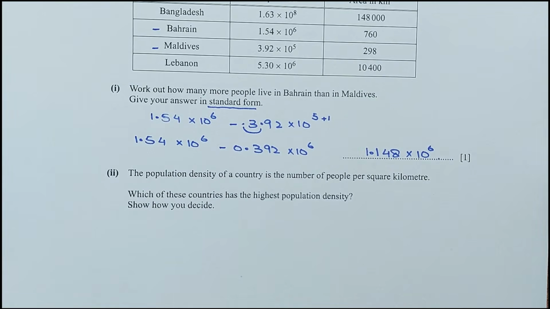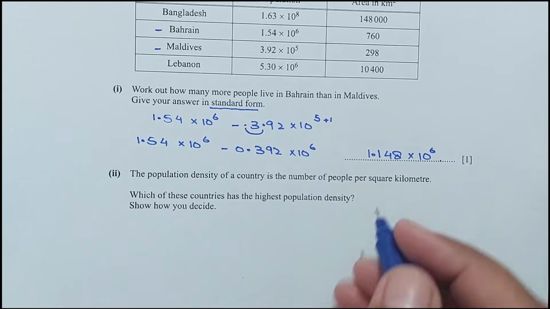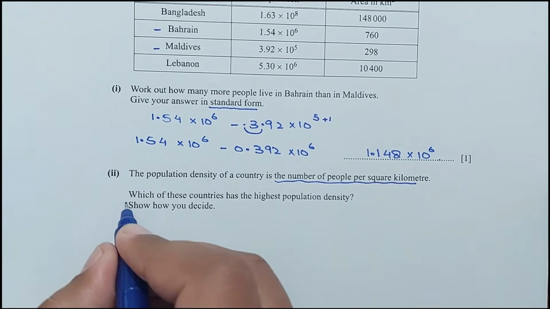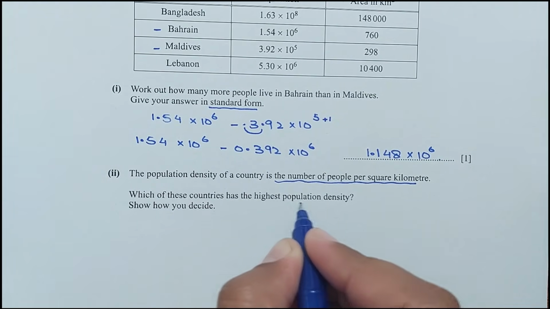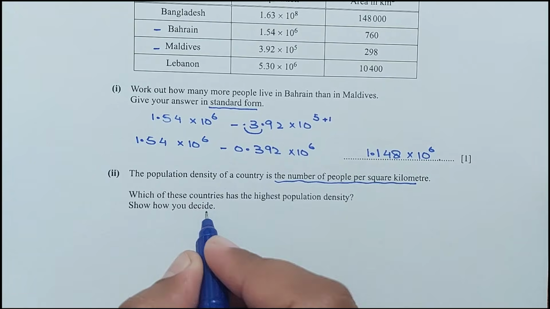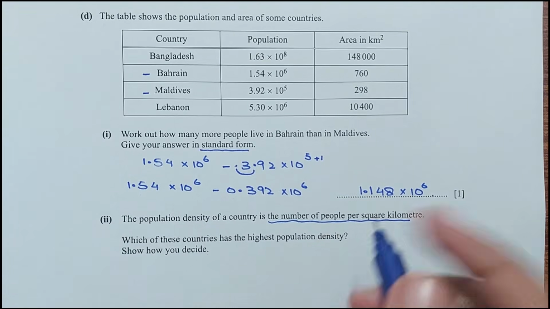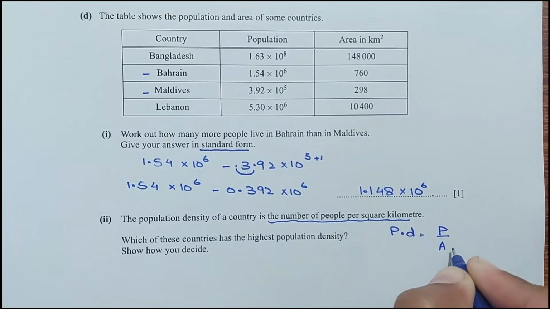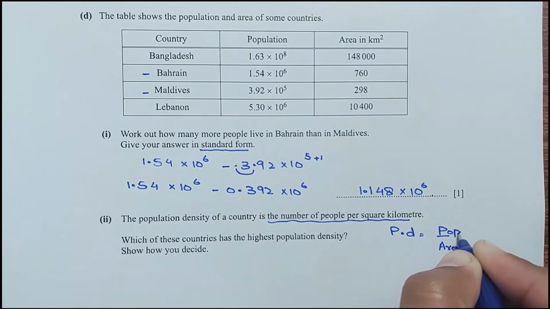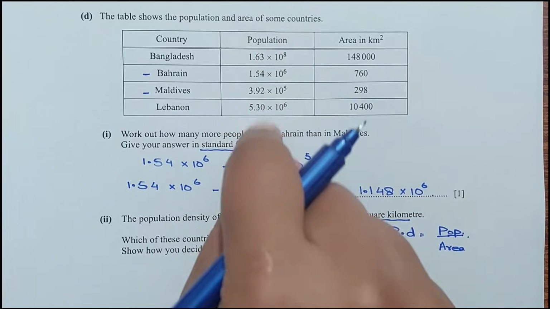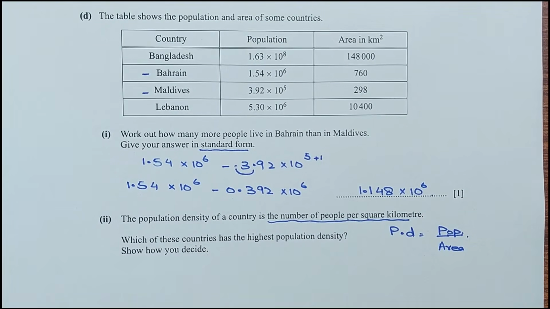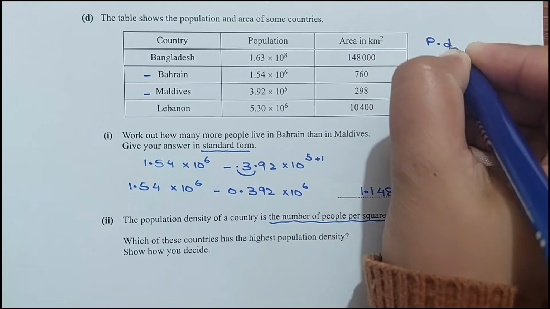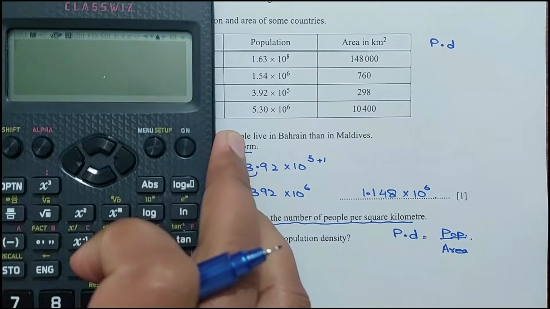Now for the second part: the population density of a country is the number of people per square kilometer. Which of these countries has the highest population density? Show how you decide. Population density is basically the population divided by area. The populations and the areas are given, so we just have to divide. Let me find the population density by dividing the population by the area.